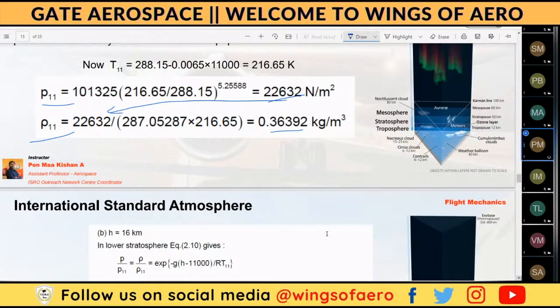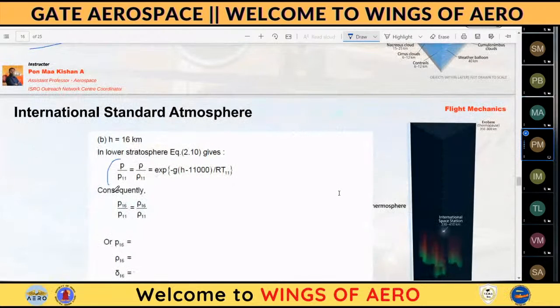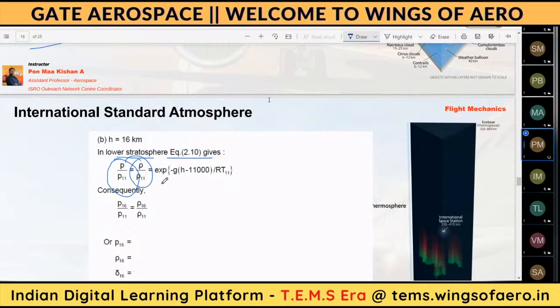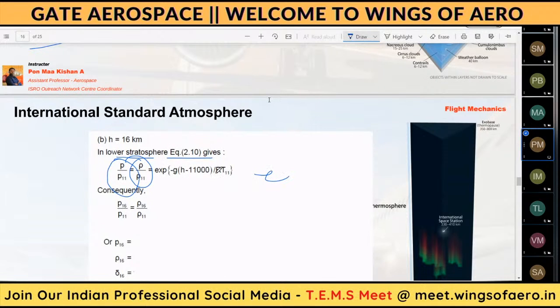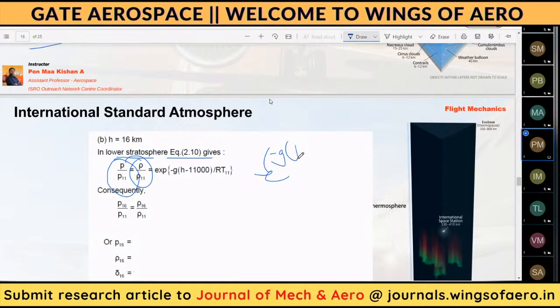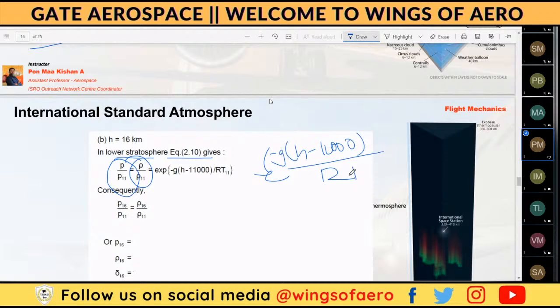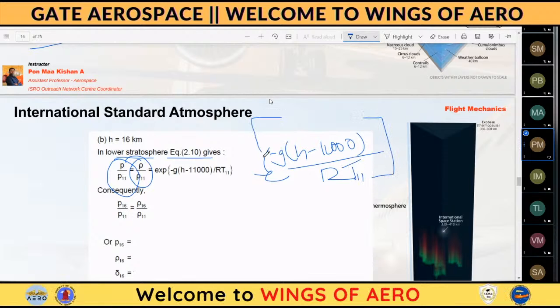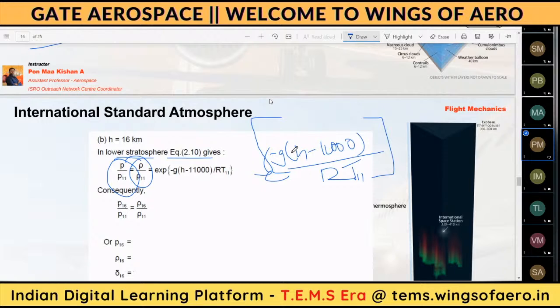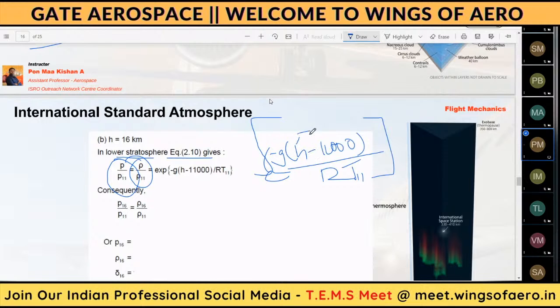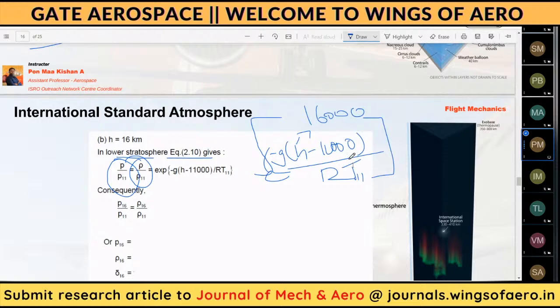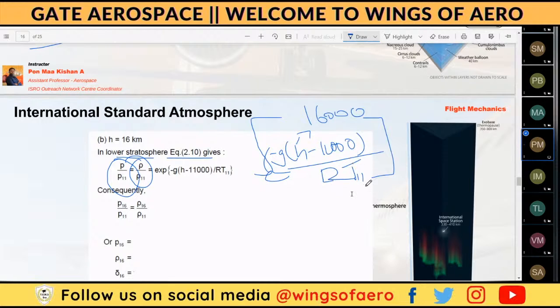One thing I forgot to inform: the pressure ratio and density ratio, right? At the lower stratosphere region, it will be given by e power minus g into (h minus 11,000 meter, that is the troposphere), divided by R T11. Okay, this is the formula. I forgot to mention that earlier. The lower stratosphere formula is e power minus g, h is the particular altitude, 16,000 meter, minus 11,000 meter, divided by gaseous constant into temperature.